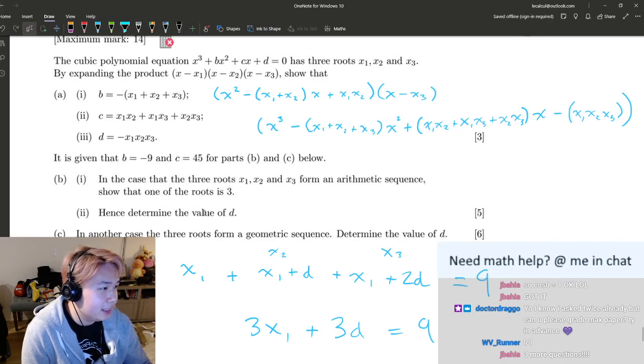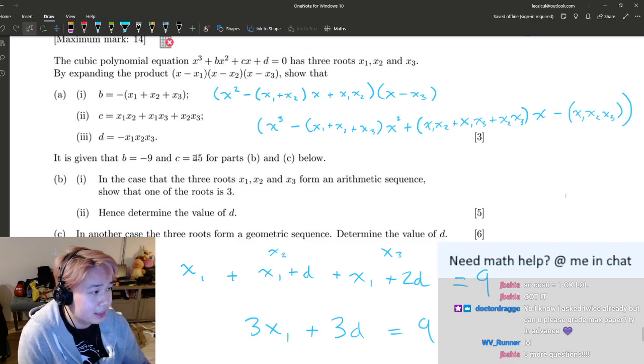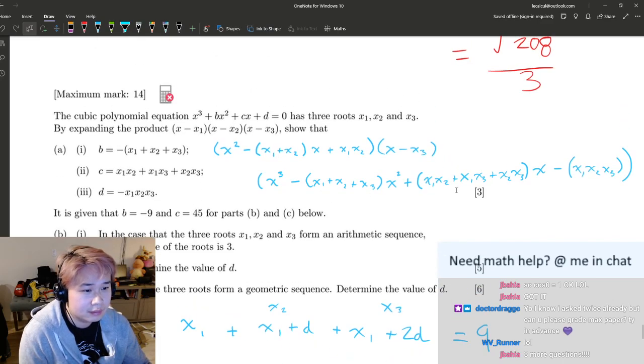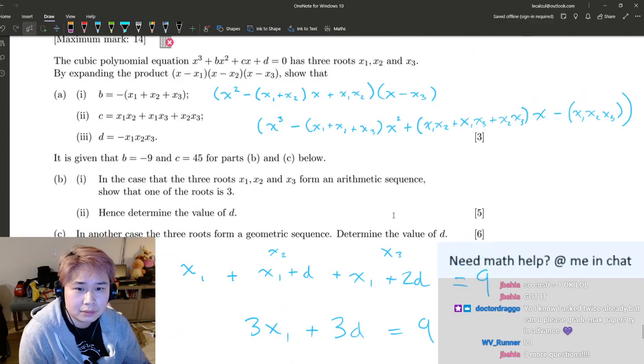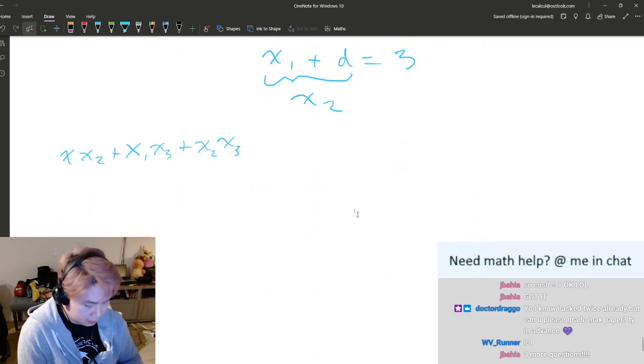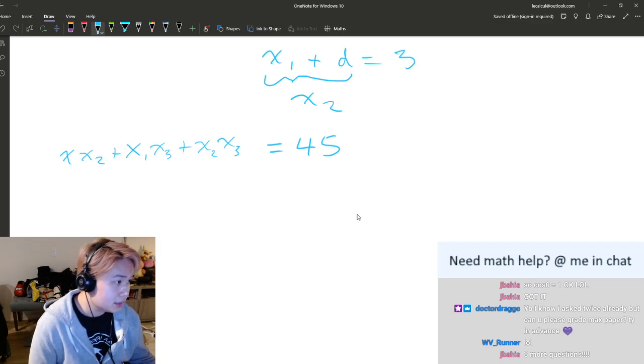And then after that, we find the value of d. So d is x1, x2, and x3. And we need to use the second piece of information, that c is equal to 45, this thing. So copy, paste. So this is 45.